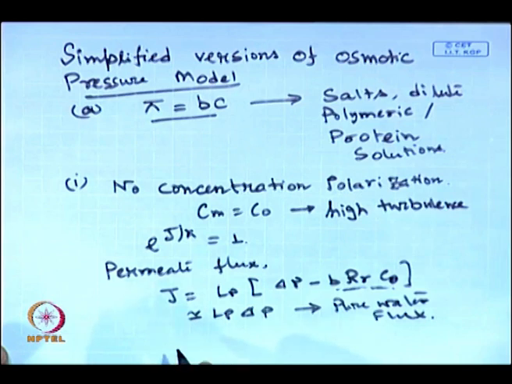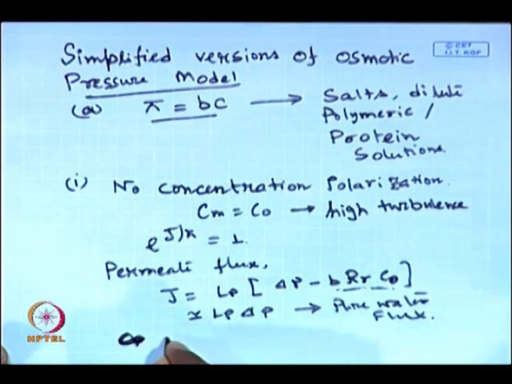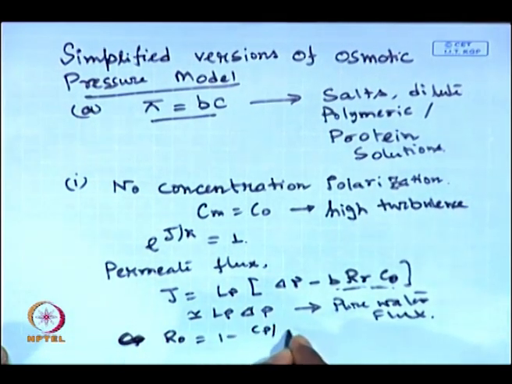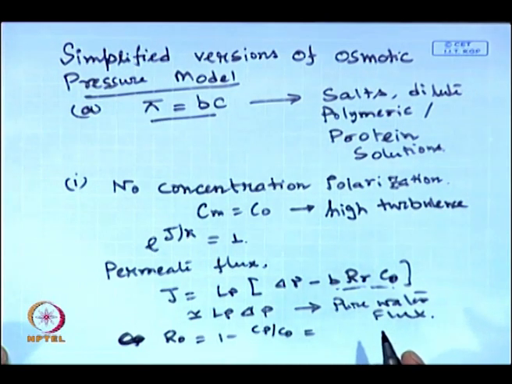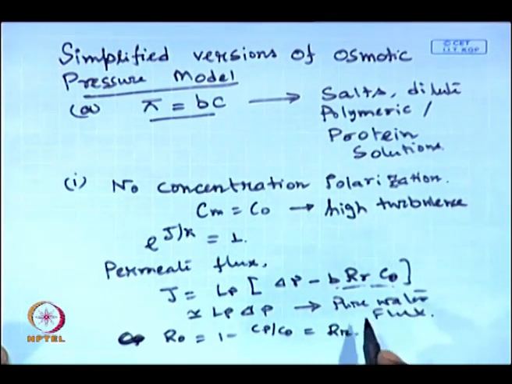That is number one. And what will be the permeate concentration? Permeate concentration Cp will be, one minus Cp by C naught, okay, your observed retention becomes real retention in that case, because Cm is equal to C naught, right. So, observed retention becomes real retention, and the concentration of permeate can be obtained by 1 minus Rr times C naught. Okay.